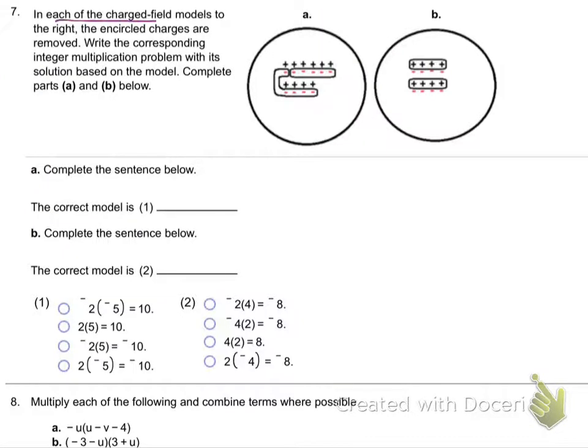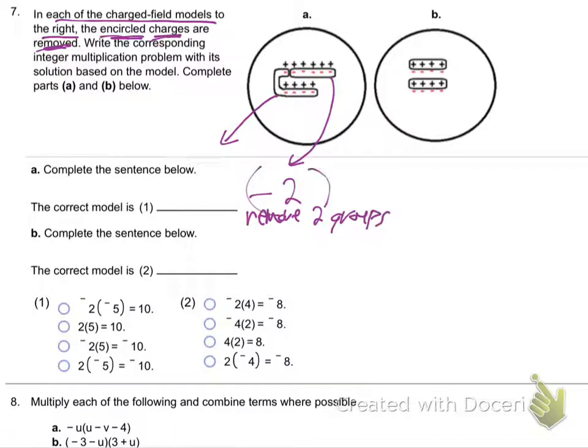Okay, so in each of the charge field models to the right, the encircled charges are removed. So they're removing this circle and this circle charge. So they're removing 2 groups, right? Remove 2 groups. That's negative 2. 2 groups of what? 2 groups of negative 5. Aren't they? Right? Because each of them has 5 minus signs. And so the answer is plus 10, which we can tell it leaves 5 positive signs in there. What about the second one?